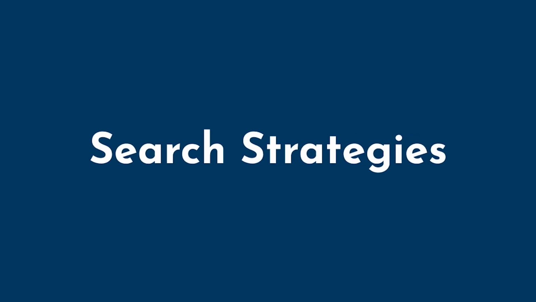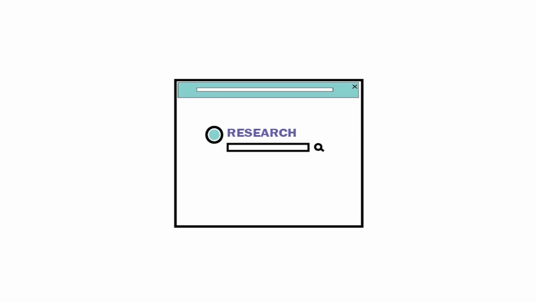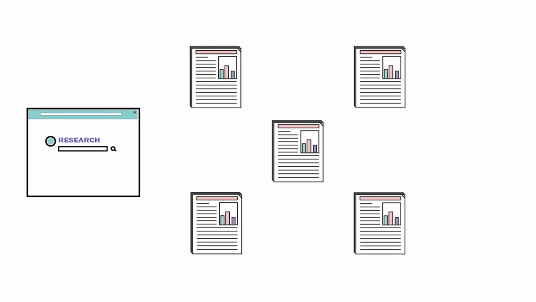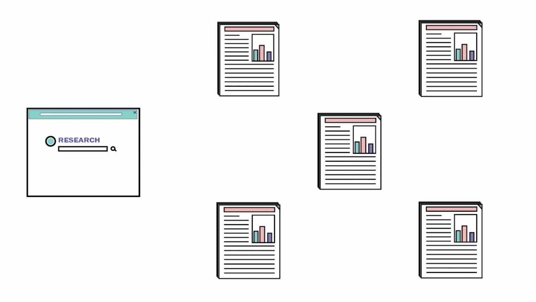Search strategies. Searching in library databases is a little different than searching Google, since databases search a carefully curated set of information, rather than the whole of the internet. They rely heavily on keyword searching.